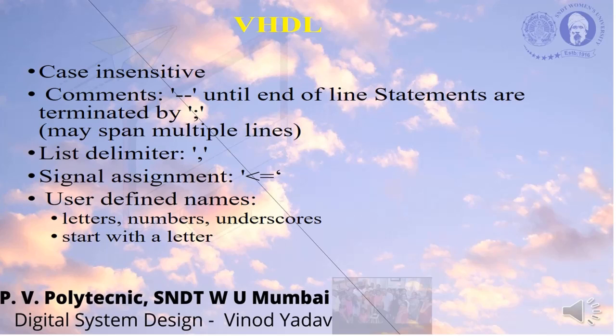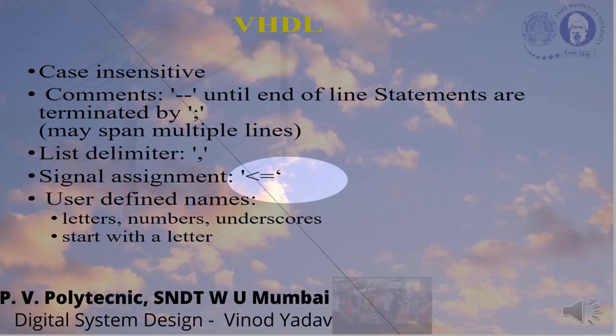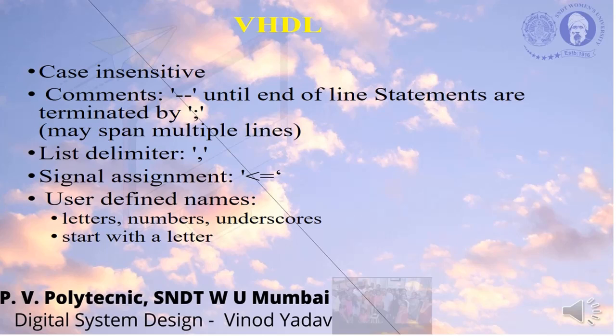Comments run until the end of a line, and statements are terminated by a semicolon. So whenever there are two consecutive dashes, it will be considered as a comment. List delimiter: when we have a list and want to define many things in it, we have to delimit them by a comma. So we'll say that two things are different, we will indicate it by using a comma. Then this kind of symbol will be used for a signal assignment.